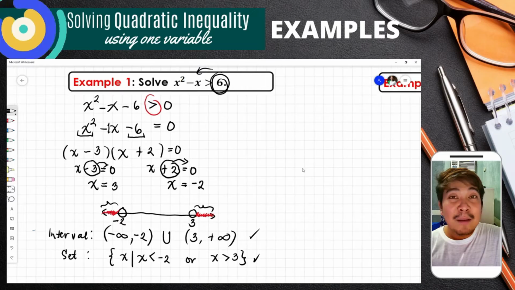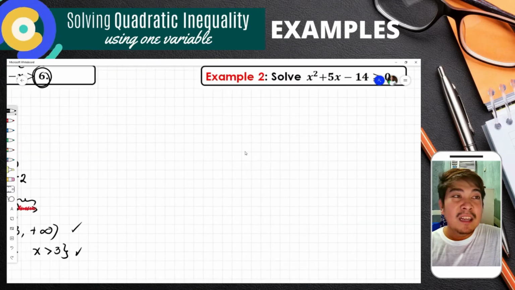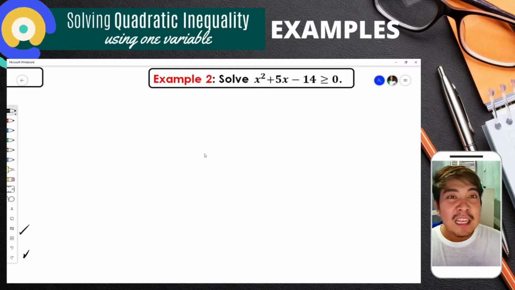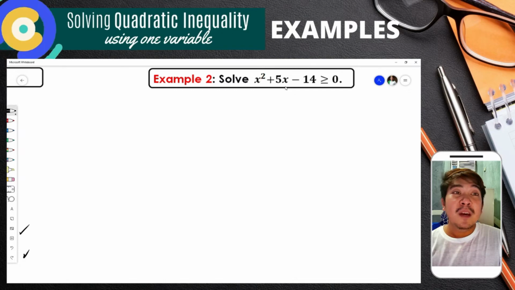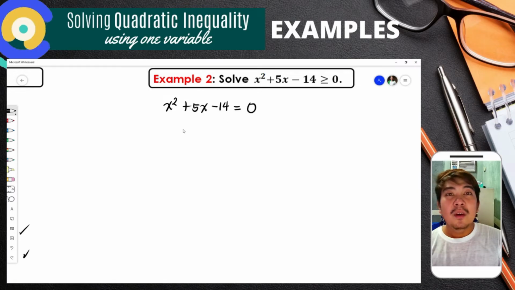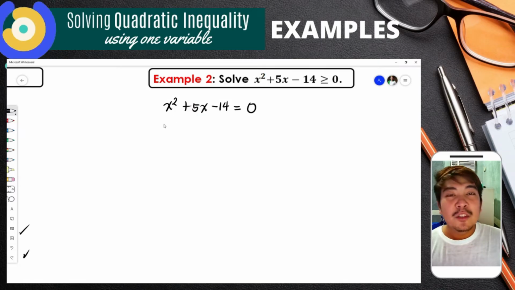Okay, so let us now go to example number 2. Sa example number 2 naman, since example number 1 ay greater than, ito naman ay greater than or equal. So tingnan natin mamaya, i-compare natin kung ano yung magiging pagkakaiba nilang dalawa. In this case, we have x squared plus 5x minus 14 is greater than or equal to 0. If you can see, lahat na ng terms ay nasa kabilang side. So, no need to transfer terms. Ang kailangan natin gawin ngayon is to change this inequality symbol to equal sign. So, we now have x squared plus 5x minus 14 is equal to 0. And then we factor. Kung hindi naman factorable, you may use completing the square or the quadratic formula.